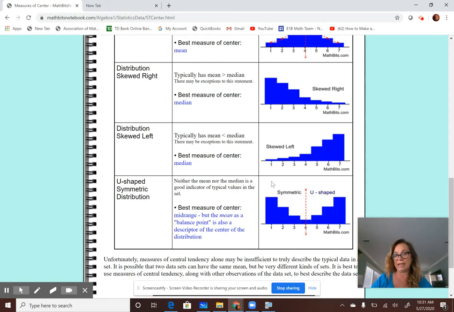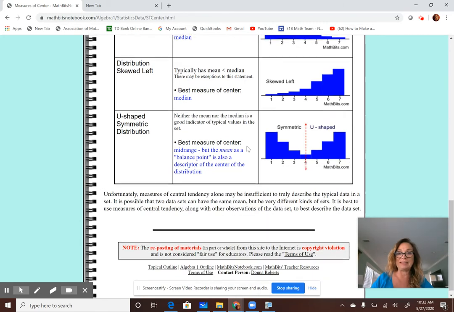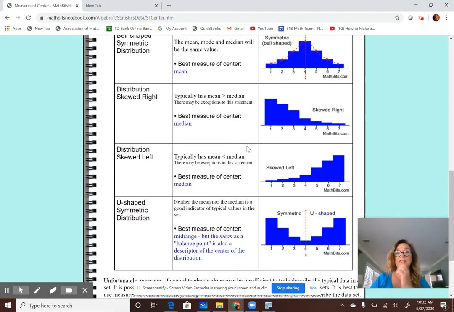Basically, you're deciding between the mean and the median. You use the mean when something is symmetrical. You use the median when something is skewed or has outliers, okay? And that's basically the definitions. So hopefully you'll remember that. If not, you can go back to this MathBits page.